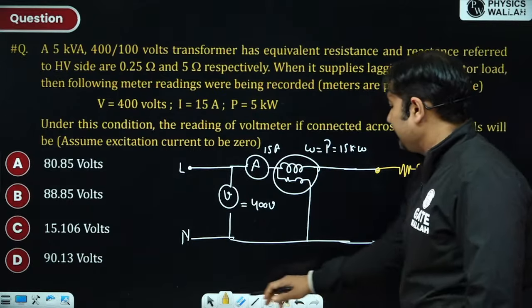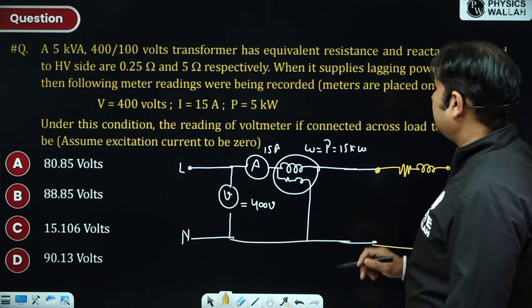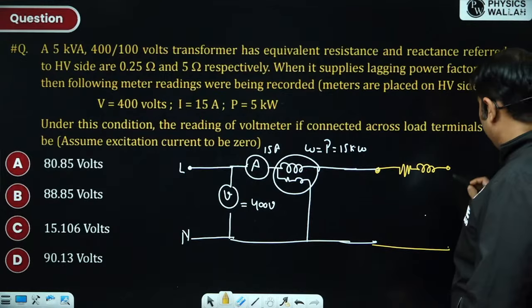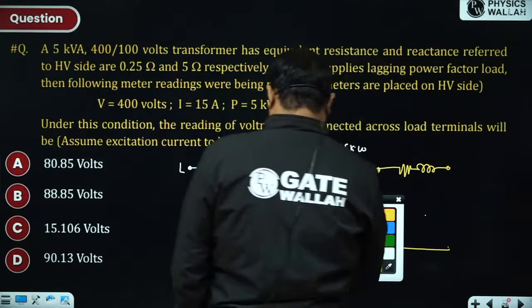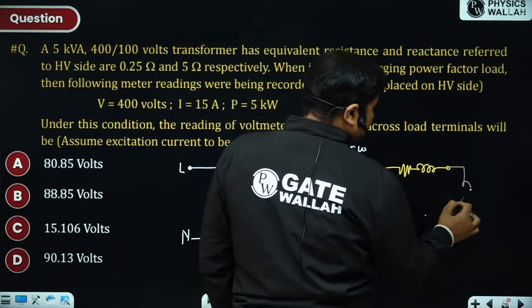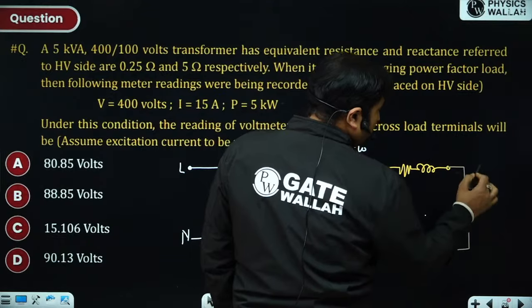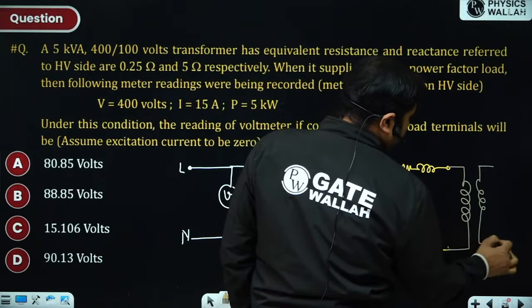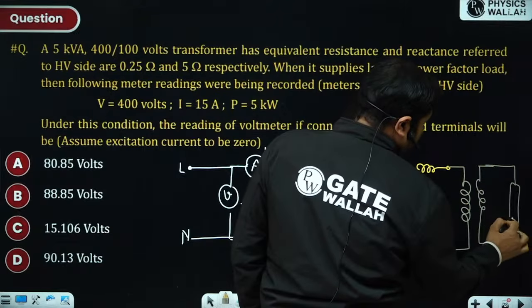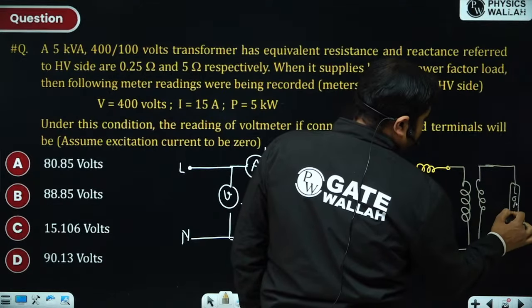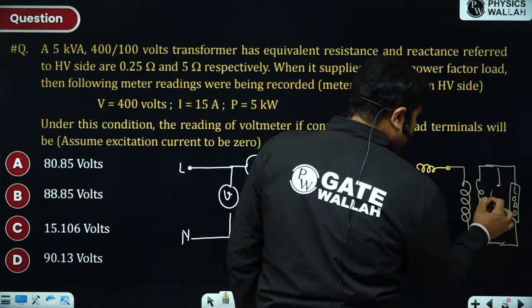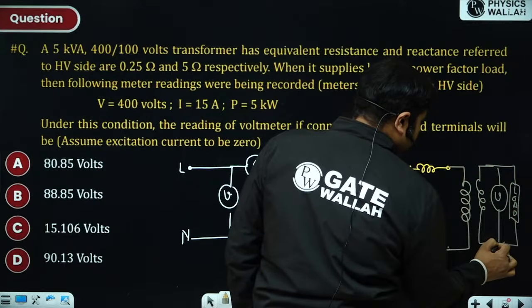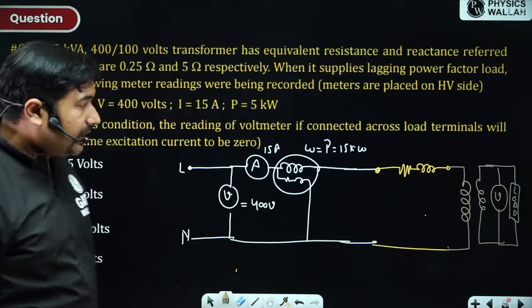Then we have the ideal portion of the transformer, and onto the secondary side it is feeding some load. That information is not given. There would be one voltmeter connected at the load end to measure this voltage as well. Is it okay?